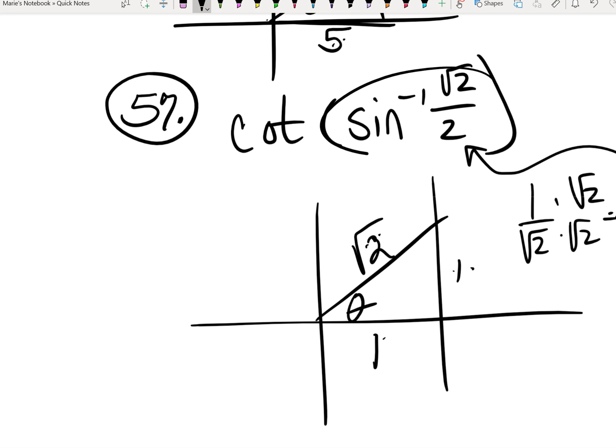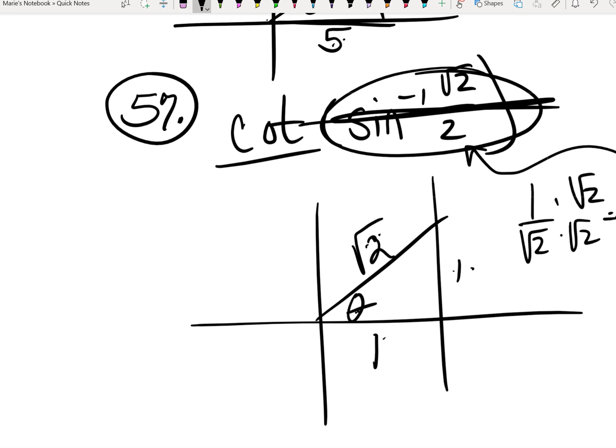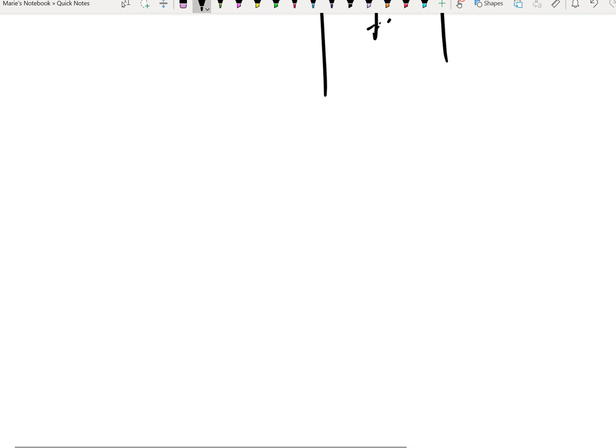So again, think of this as this giant theta sitting here. And now I'm looking for the cotan of that. So remember, cotan is x over y. And remember, these are still x's and y's, right? So respectively, in this case, your answer would be 1, no matter whether tan or otherwise, because it's 1 over 1. Done. Alright, number 58.